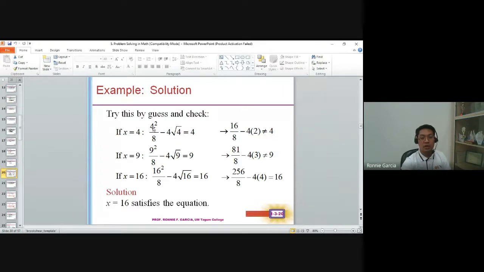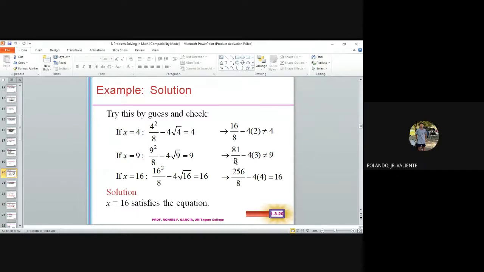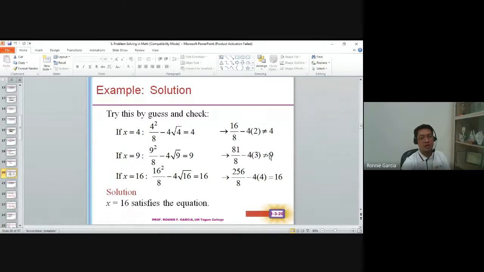Kay square root of 4 is 2. Pero kung 4 imong i-substitute, dili niya makuha ang equation. Dili 4 ang mugawas. 9 is also a perfect square because square root of 9 is 3. Pero kung 9 imong i-substitute, dili 9 ang mugawas. Kay 81 divided by 8 minus 12 is not 9.